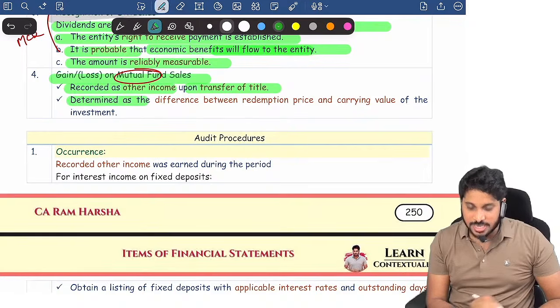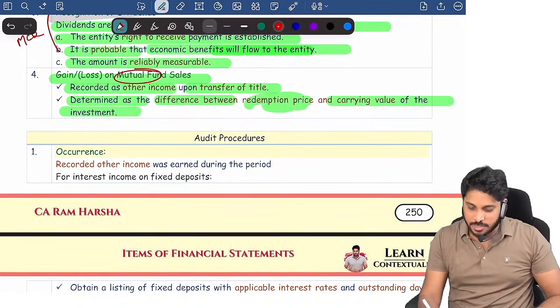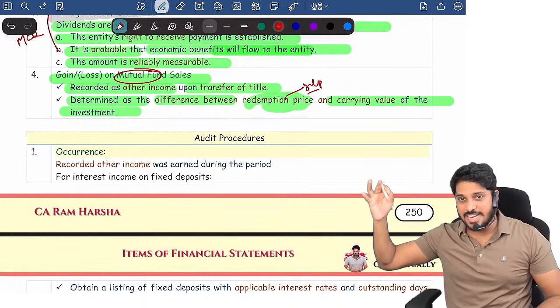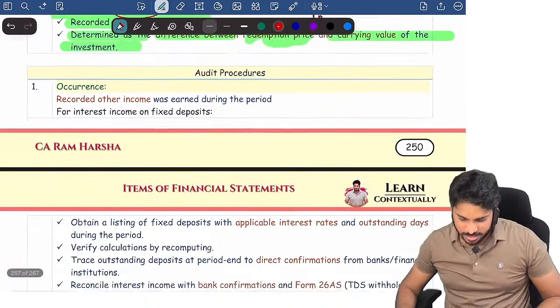And how the loss or gain is determined, it is the difference between redemption price and carrying value. Redemption price is nothing but selling price. So if there is a difference between selling price and carrying value in the books, the difference is either a profit or a loss. That's it.